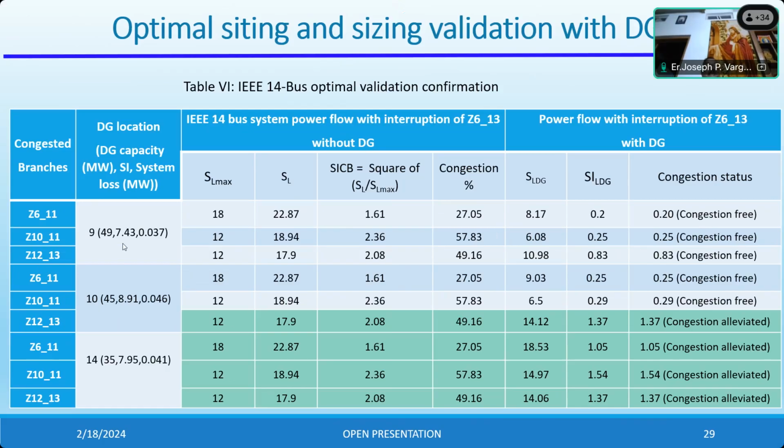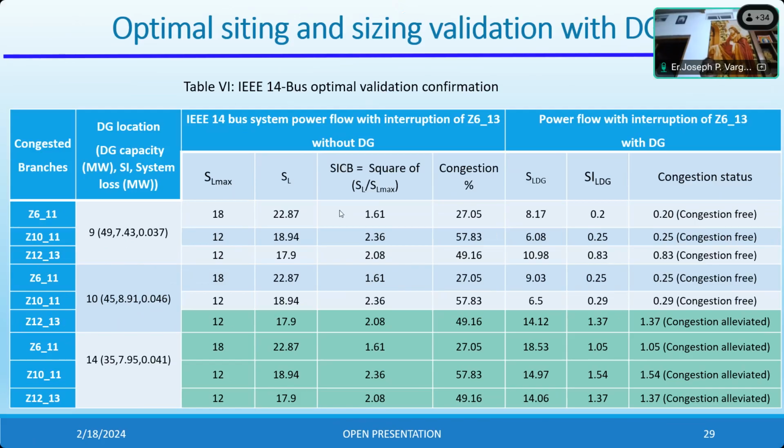From this, we see that from our optimization technique, the optimal size is 49 megawatt, and the optimal DG location is bus number 9, with the reduction of system loss to the least value and the severity index also to the least value. That is the effect of distributed generation in determining the location and the size of the DG for congestion management.